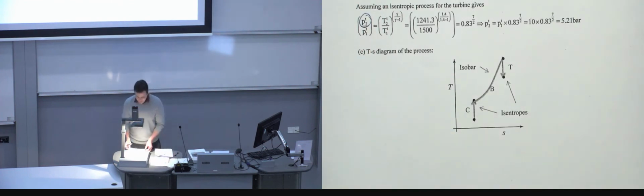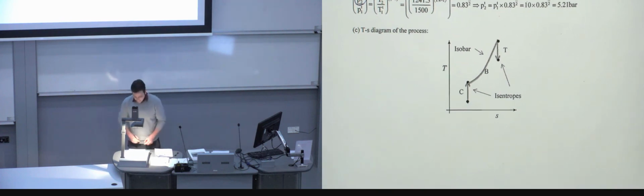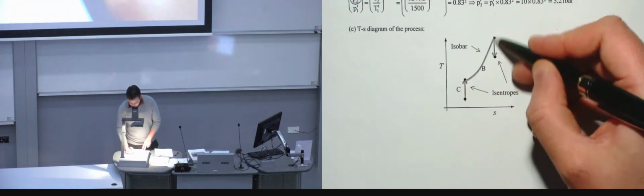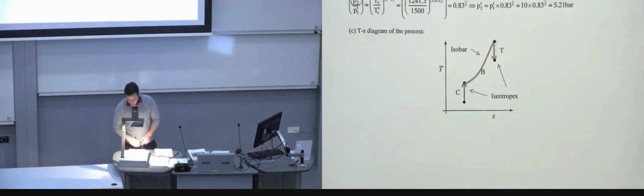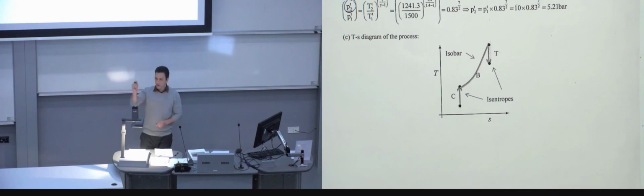it comes to the TS diagram. And in the TS diagram, as you can guess, you have an isentropic line for the compressor, an isentropic line for the turbine, and a typical isobaric line or an isobar for the combustion chamber, connecting the three devices together.